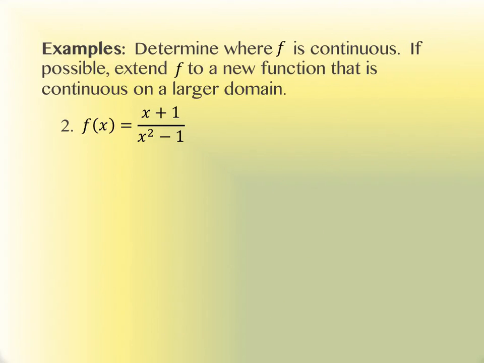Now let's try another one. It's got the same directions. The function's a little bit different. So the function here is now x plus 1 over x squared minus 1. Just to establish the fact, this function right here looks a lot like the last one. What's the difference?